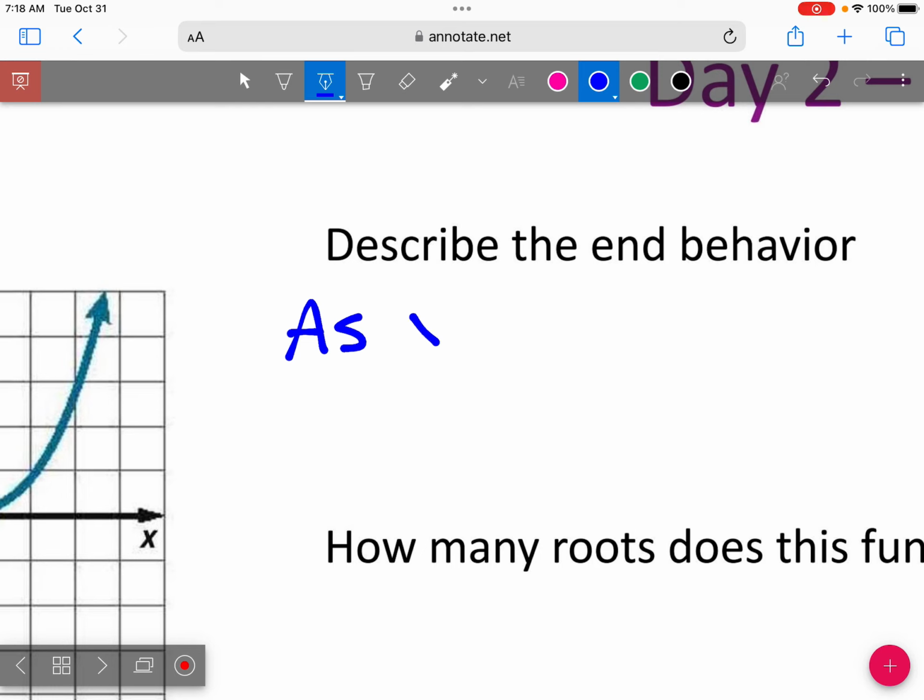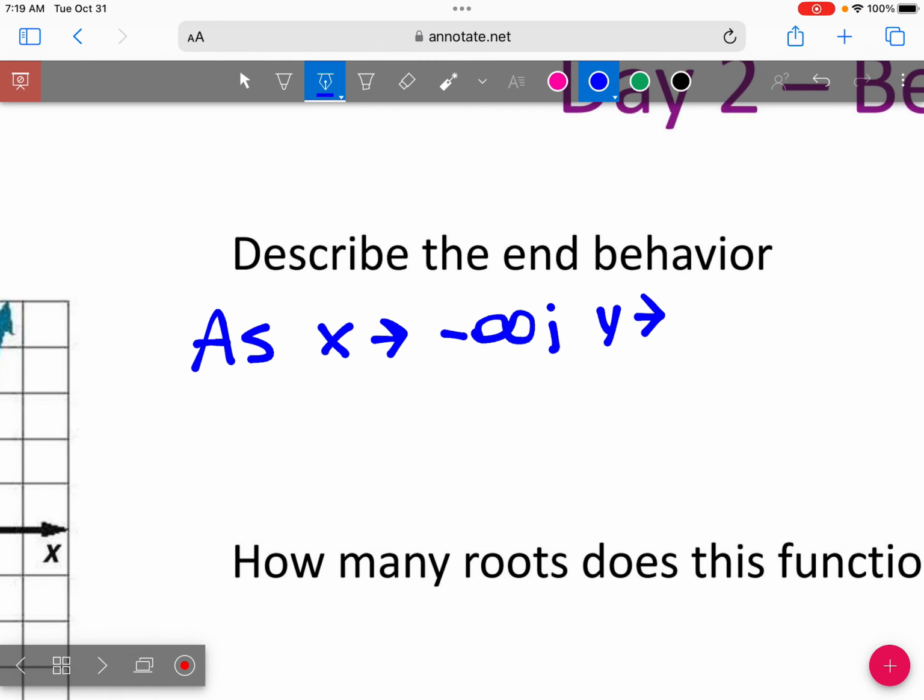As x approaches negative infinity, my y approaches, for this left one, if it's going down, my y is approaching which one? Positive or negative? Negative infinity.